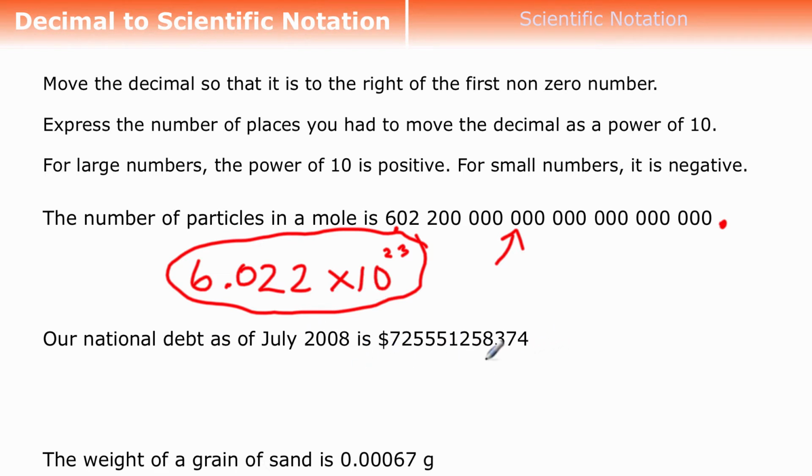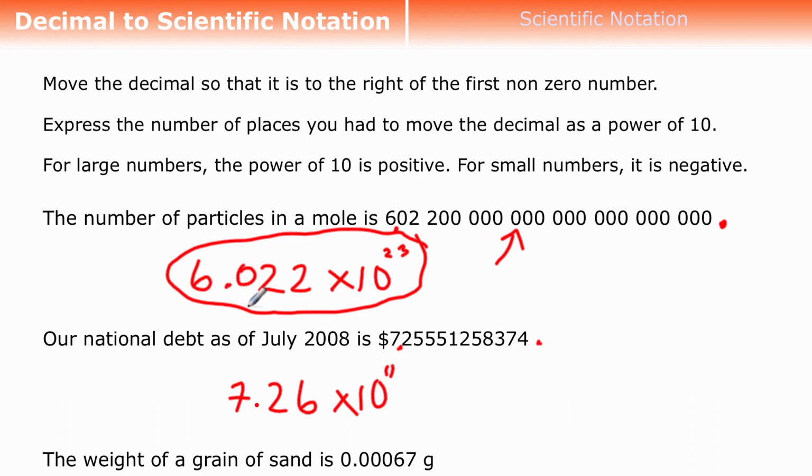So decimal not written, so I assume it to be here. And I'm going to move it so it's right there. So it'll be 7.2, why don't we round it to 7.26? Again, we'll talk about rounding later. Times 10 to the, now how many times did I move it? 1, 2, 3, 5, 6, 7, 8, 9, 10, 11.